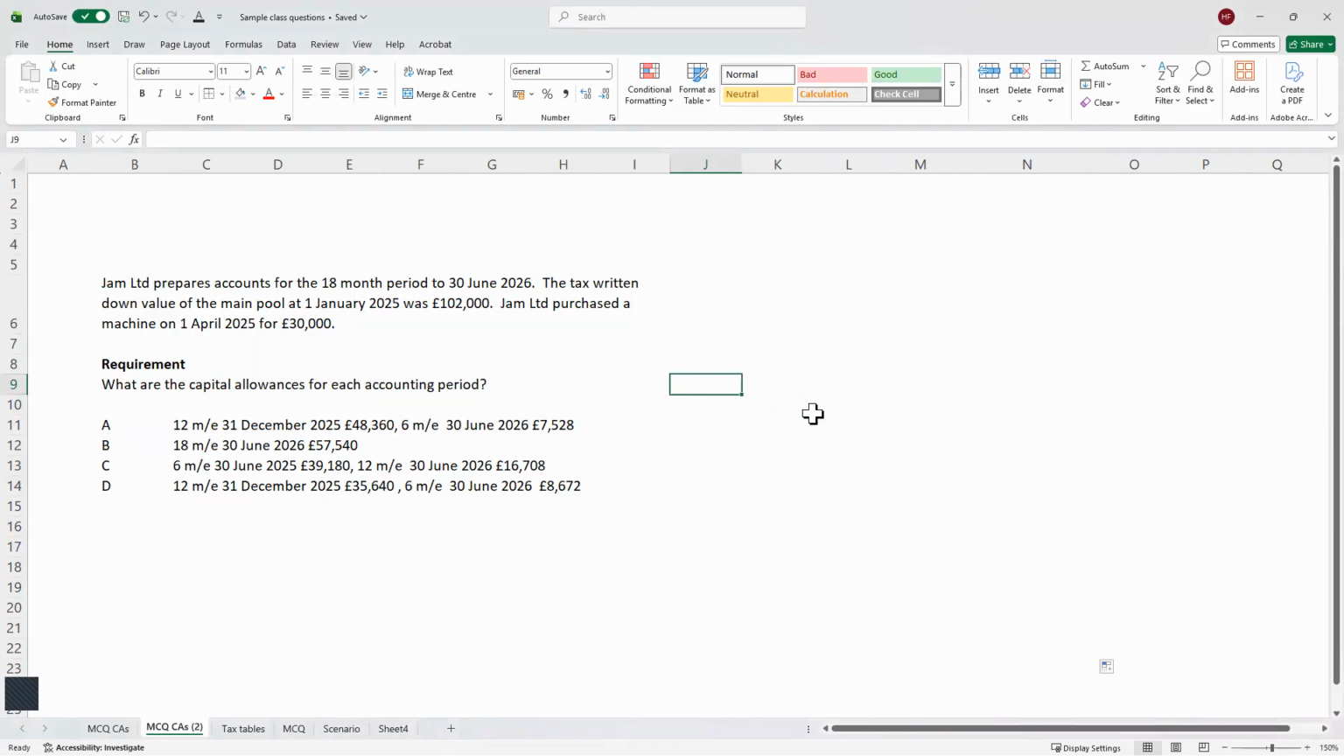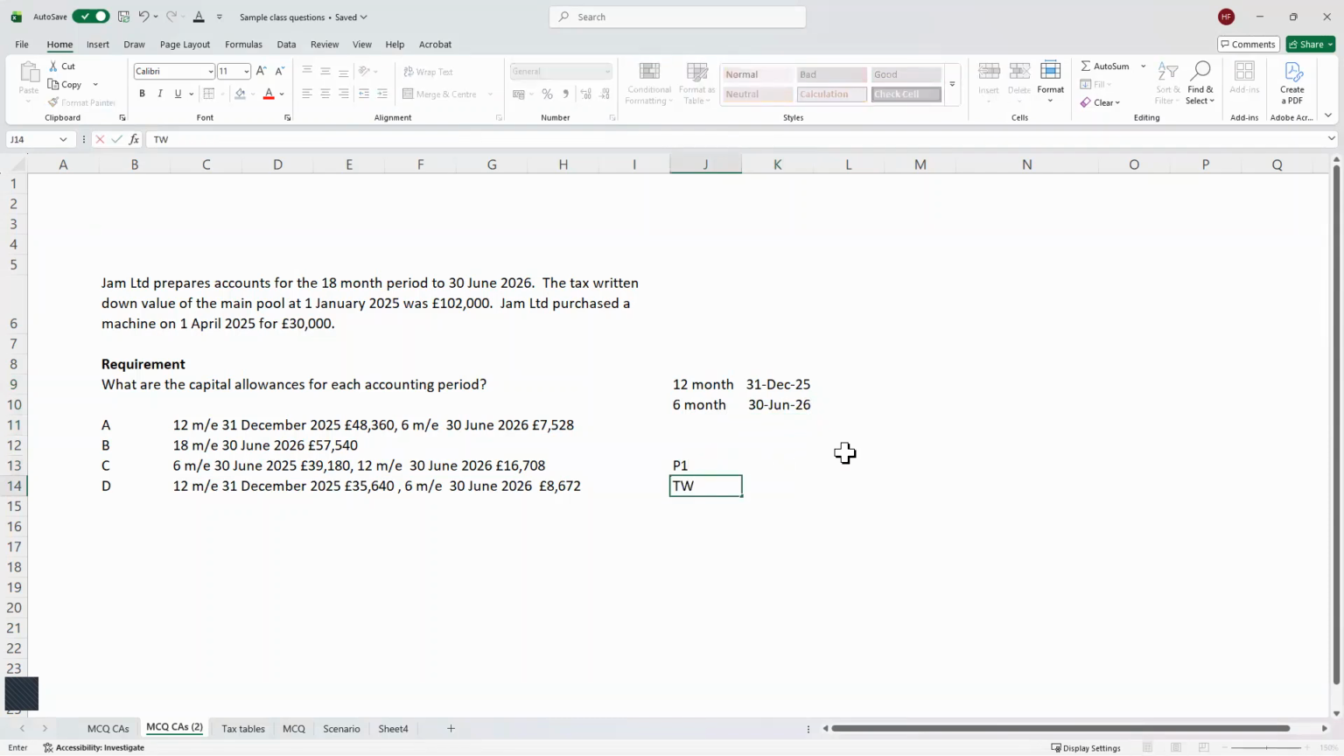So if we have a period of account that is longer, then we need to split this up into two periods. The first one being a 12-month period, so the 12 months to 31st of December 25, and then the remaining months will be their own accounting period. So we'll then have a 6-month accounting period to 30th of June 26, and we'll need a capital allowances computation for each period.